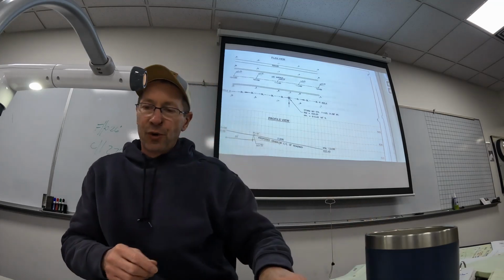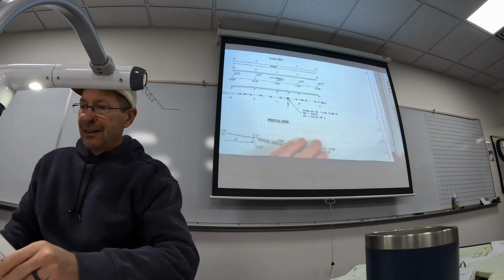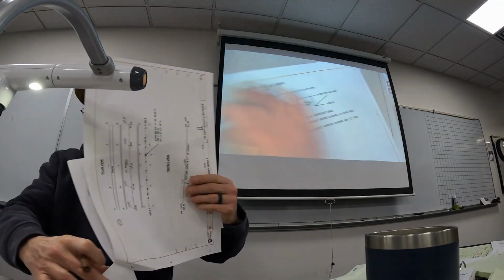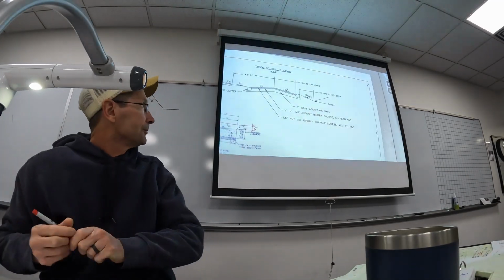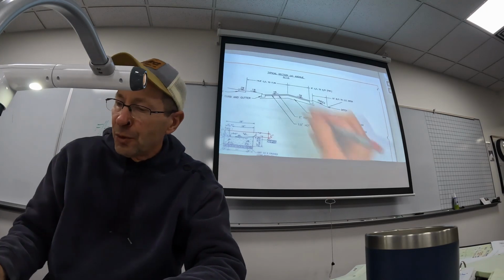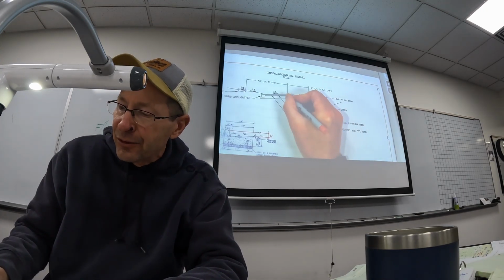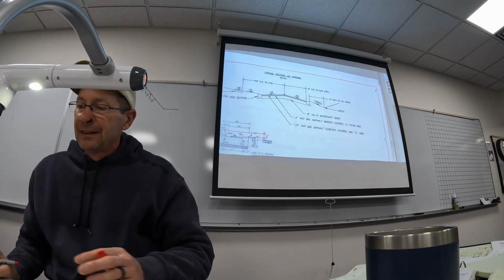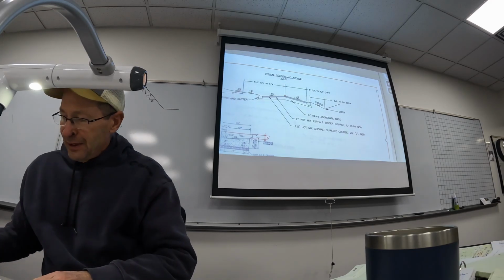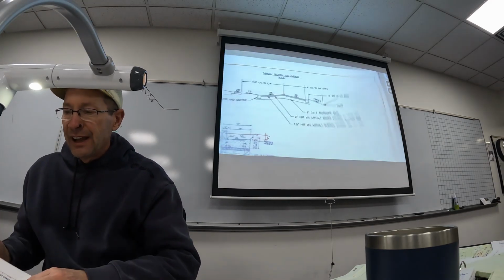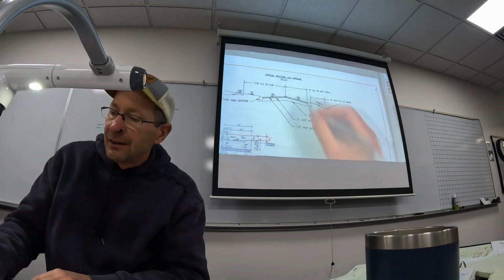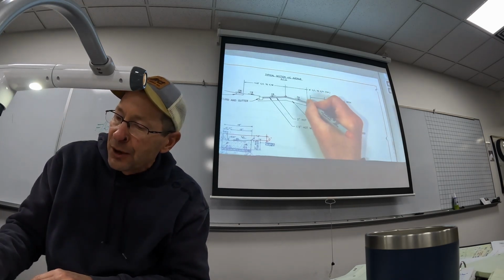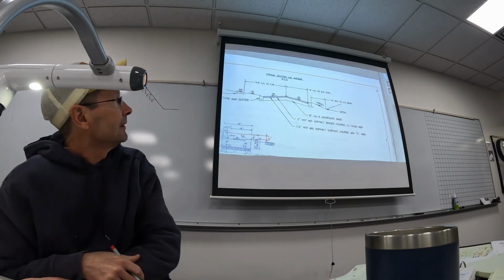Let's take a look at our cross section and see what we're going to need to calculate. Just kind of like we did in that first ramp section. So what do we know? What did they need us to calculate? We're going to lay out the back of the curb, right? Well, what can we calculate? We're going to be able to calculate the edge of pavement.